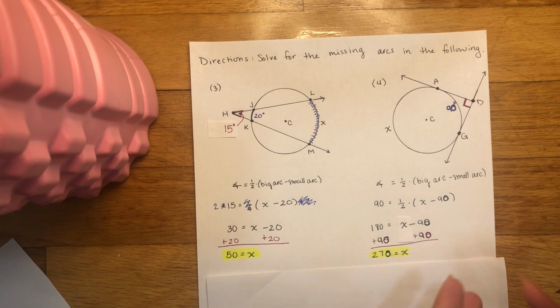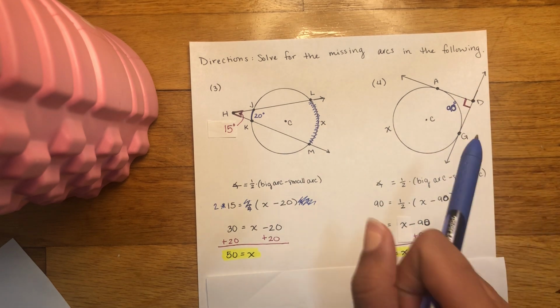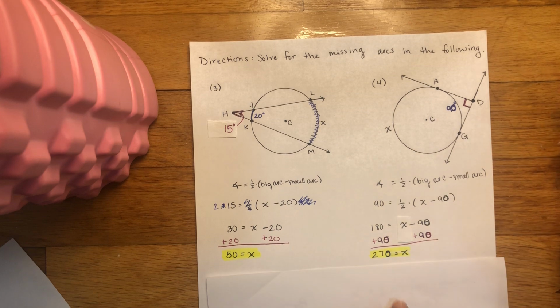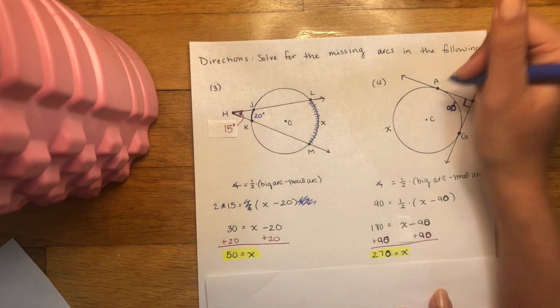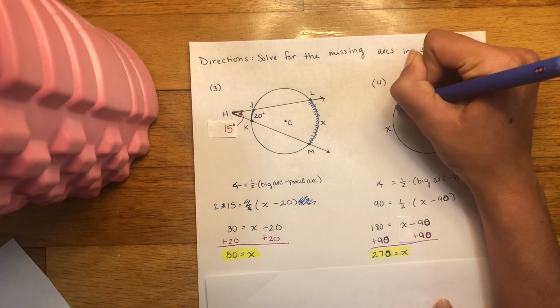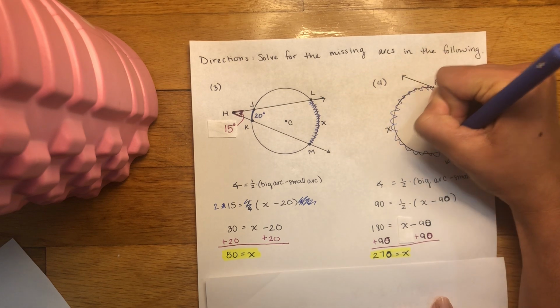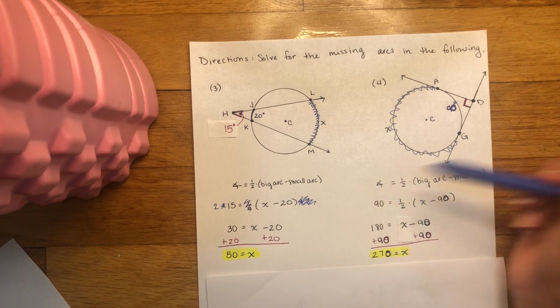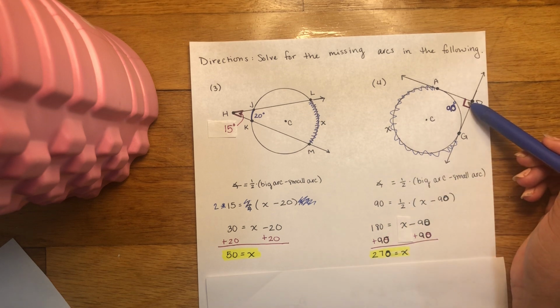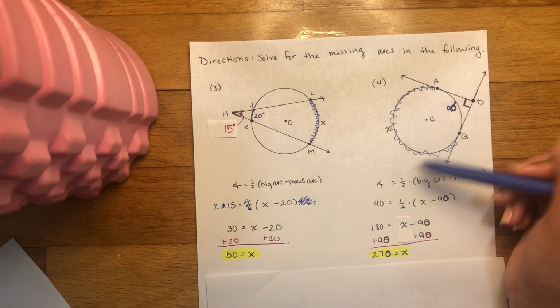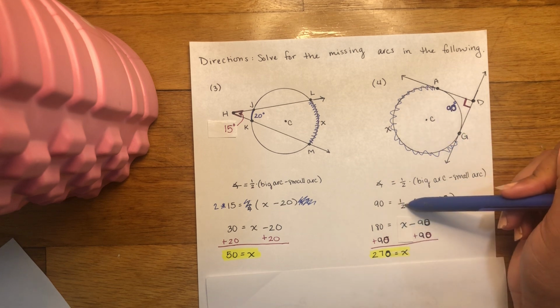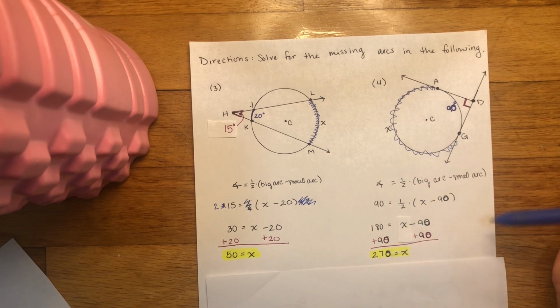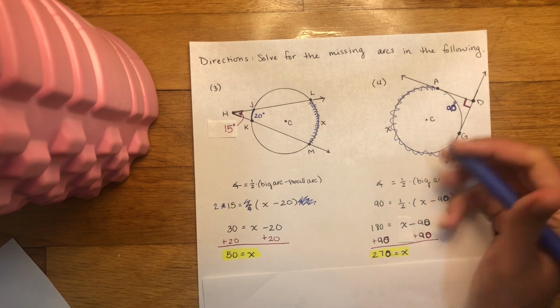Now, I didn't bother to hide number 4, but we can talk about it. It's the same thing. You're looking for this big arc. Right? This whole thing. So, your formula, angle. This is a right angle, right? That's what that little square means, is 90. Equals 1/2 times x minus 90, right? Your small arc was 90.